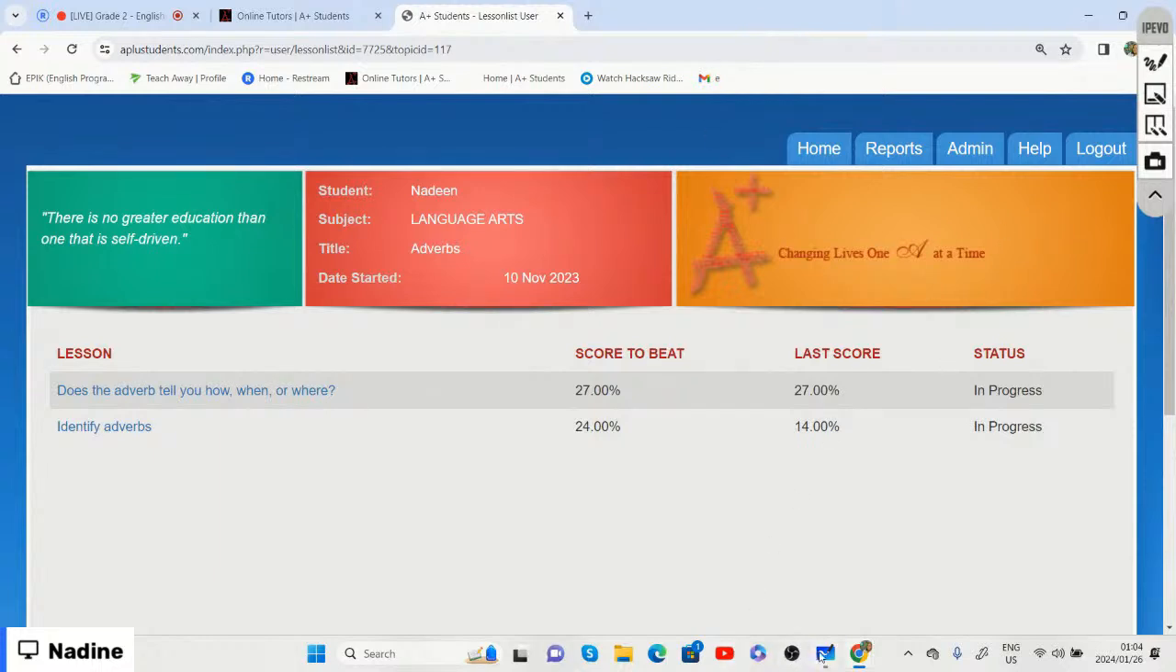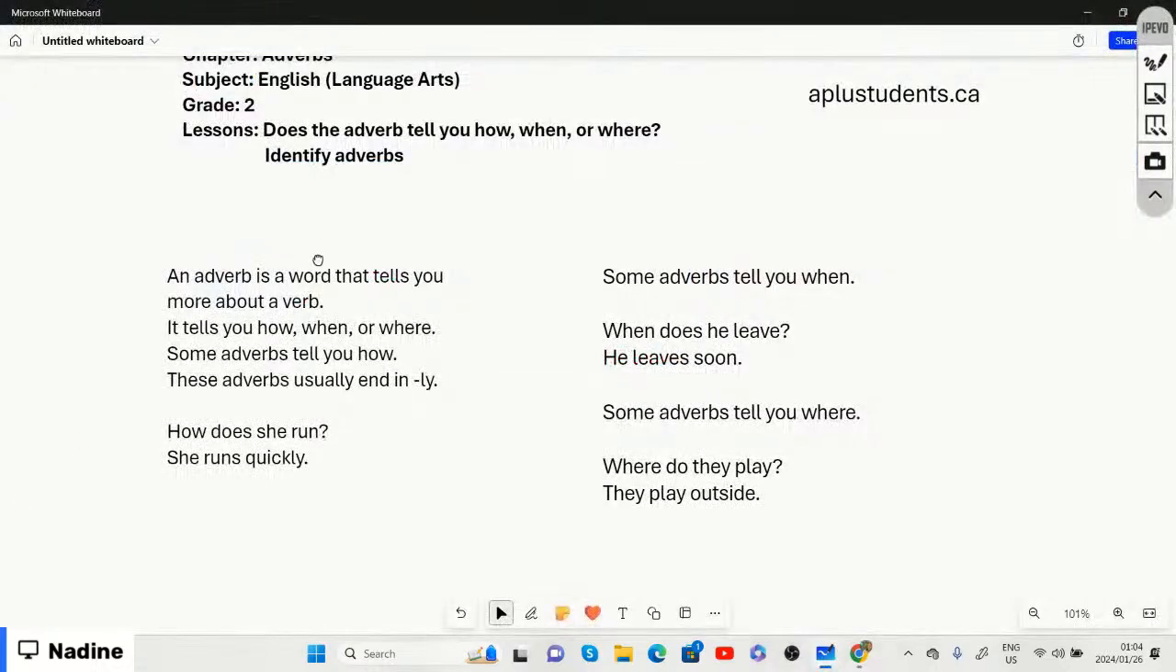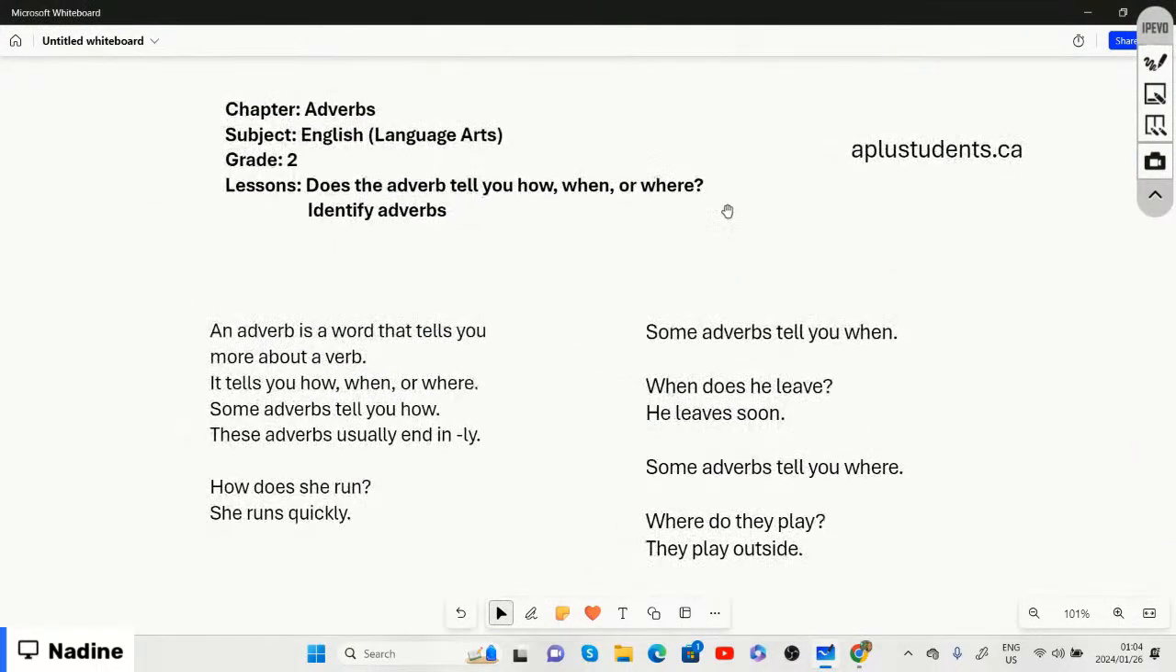So our chapter is adverbs. Our subject is English language arts, grade 2. And the lessons that we're going to be focusing on under the chapter of adverbs are: does the adverb tell you how, when, or where? And identify adverbs.